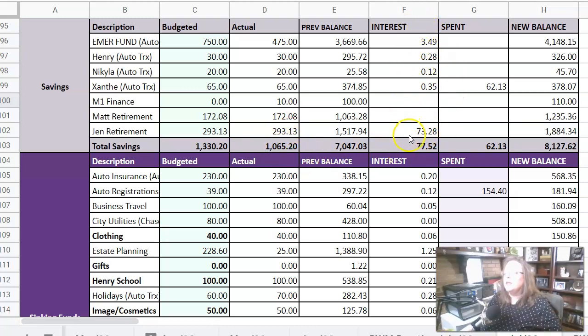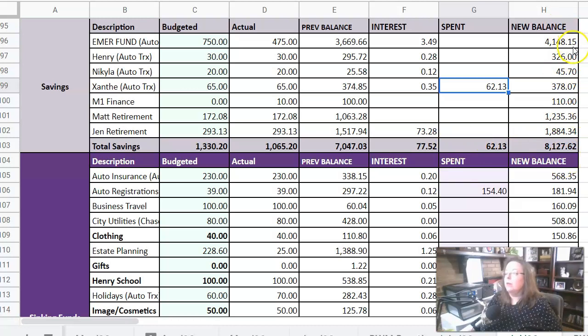In here, I've never really talked about this interest column. So you can see, our previous balance before the month began was $7,047. And then here we made interest on our accounts of $4.24. And then I referenced this. This isn't truly interest. This is actually reflecting the match out of my 401k plan. So this is 25% of whatever I put in over here. And then in the spent, we spent $62 out of Xanthi's account. And so that brings our totals.